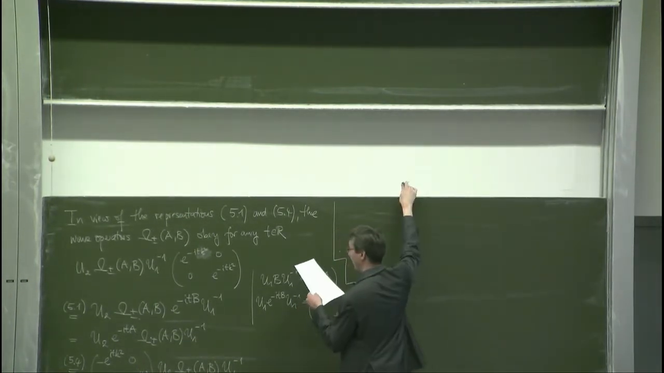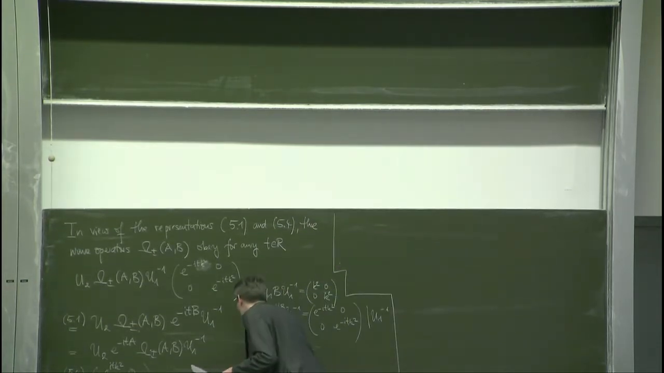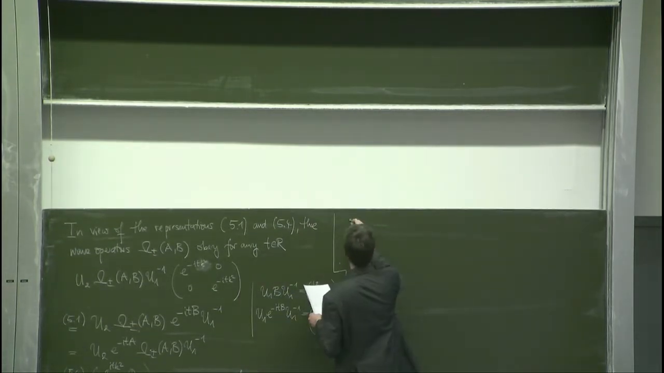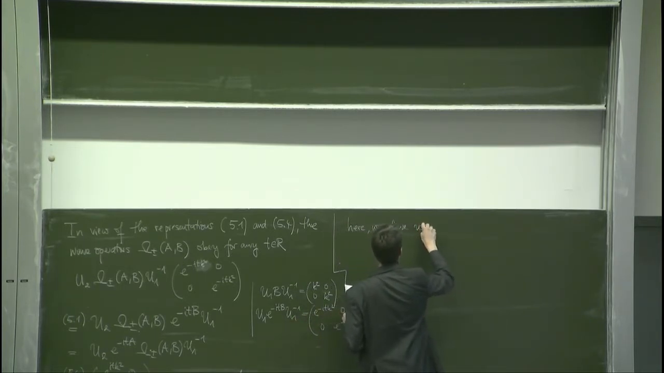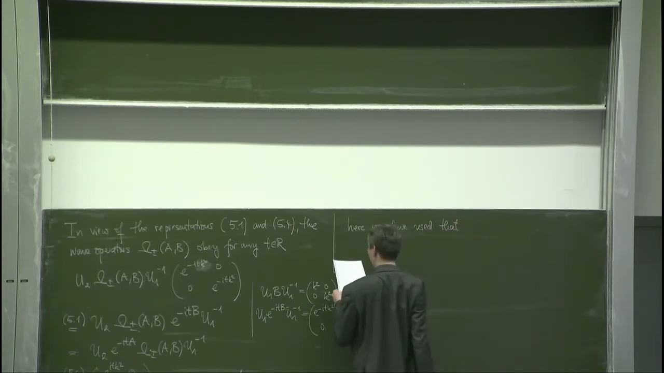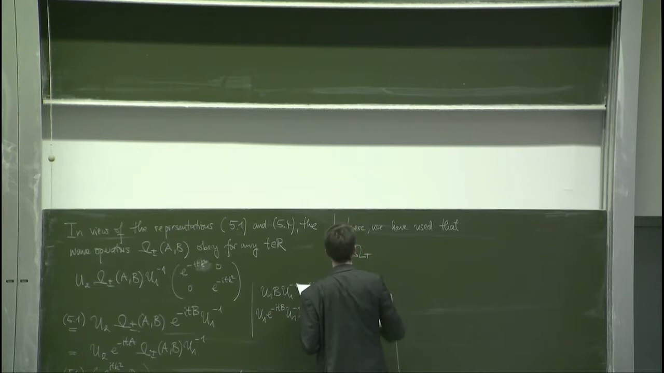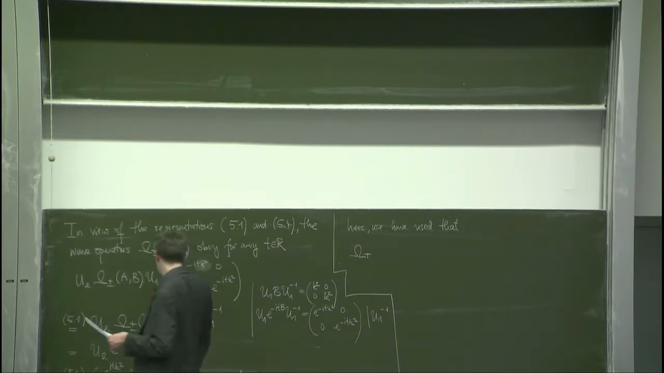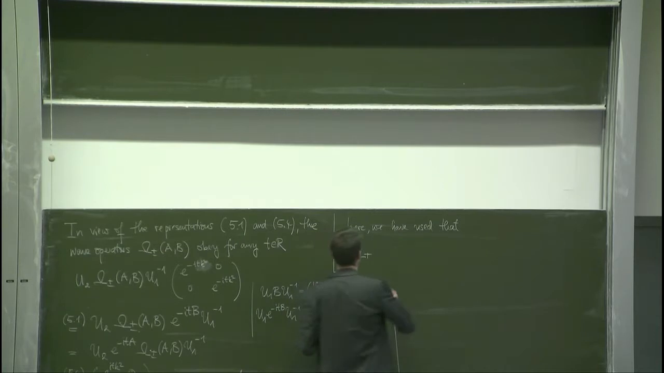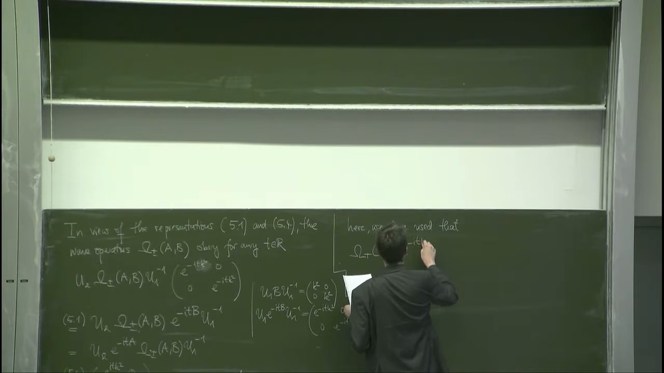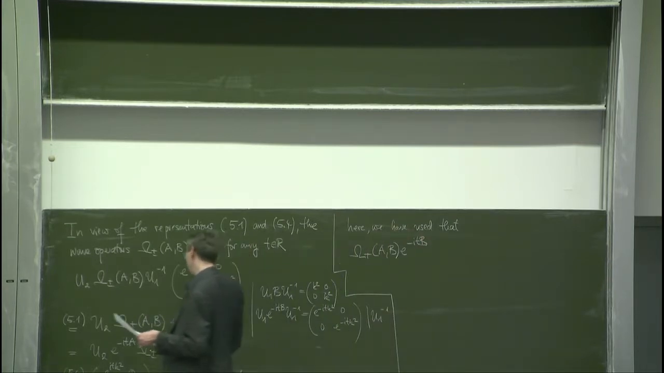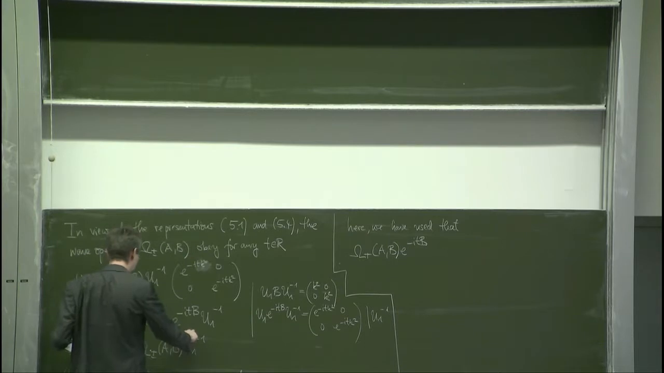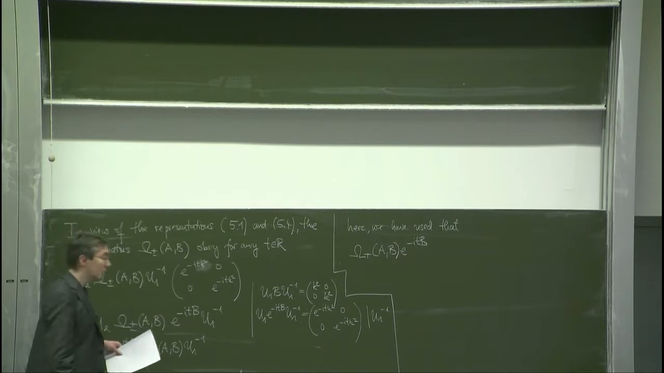Can do it here. So let's say here we have used that omega plus. Let's do it only for one case, for the omega plus, let's say omega plus AB exponential minus ITB. This is the term that we have here, and we want to show that it is exponential minus ITA omega plus. This is what we want to show.